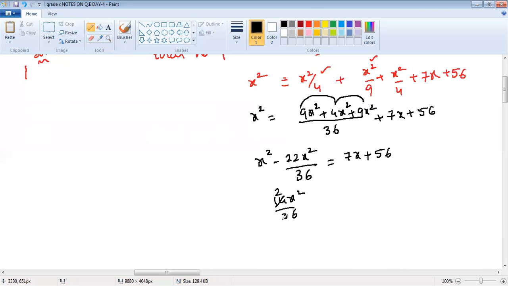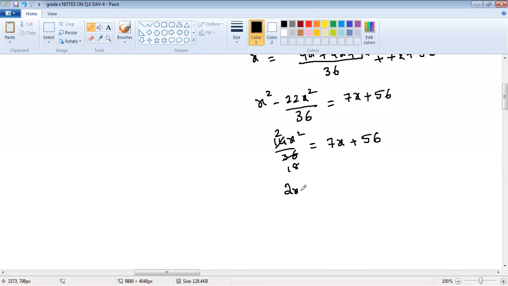So 2 7s are 14, 2 18s are 36, which is equal to 7x plus 56. Then 2x square is equal to 18 7s are 126x. Then 18 6s are 108, 18 5s are 90, 1008. Then the 2 table cancels on both sides. So x square, 63x, 504.